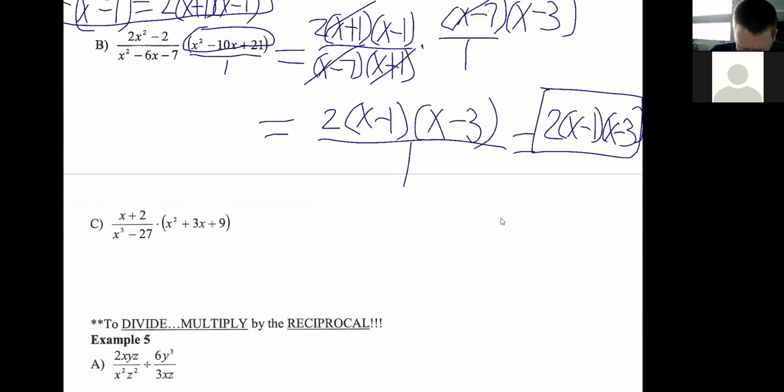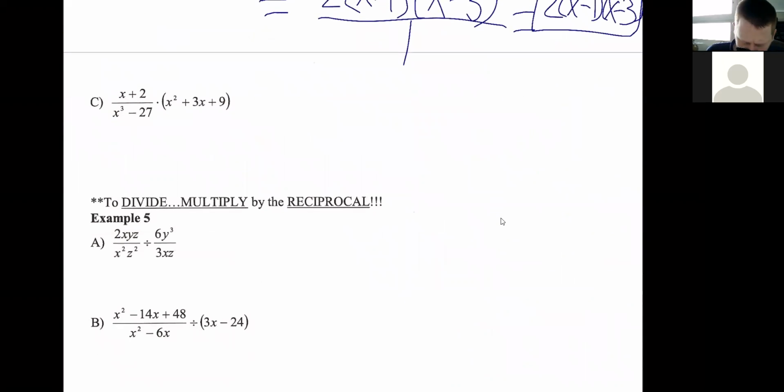But let's look at another one. Enough babbling. So for a problem like C, basically you just want to factor anything down. The troubling thing is this x squared plus 3x plus 9, that doesn't really factor, right?